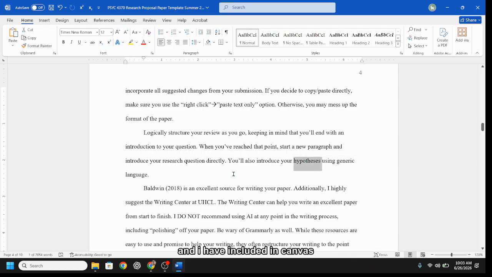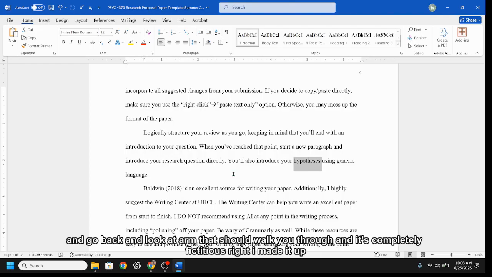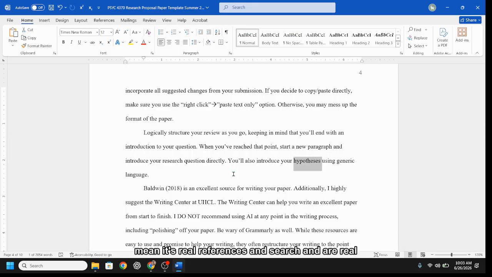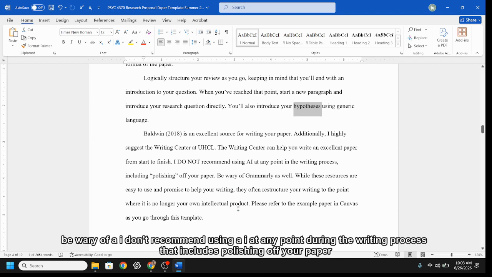And I have included in Canvas a PDF version of a fictitious paper that you can see and go back and look at. That should walk you through, and it's completely fictitious, right? I made it up. I mean, it's real references and such and a real proposal, but it's not anybody's in particular. Be wary of AI.